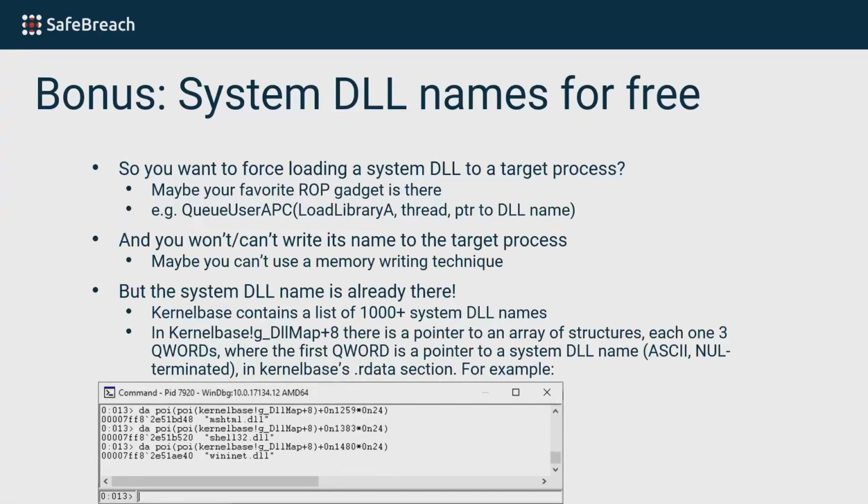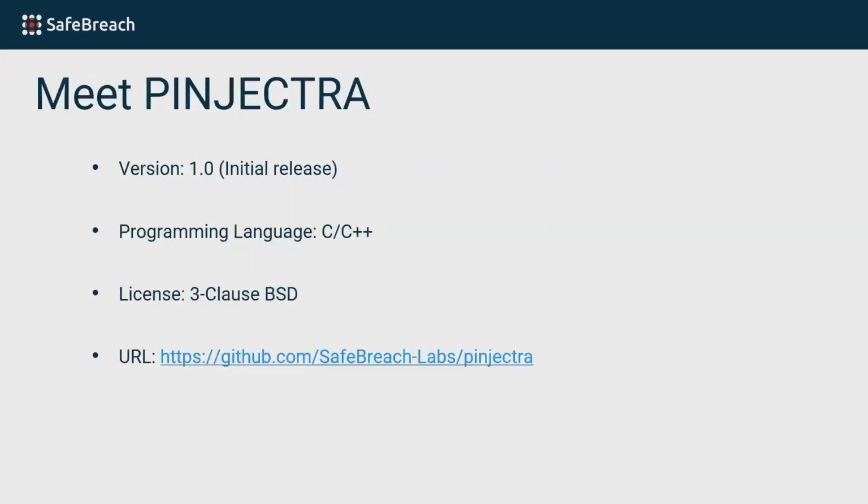If you're interested in loading a system DLL into the target process without writing its name first, fortunately, we have a nice trick for you. You can use kernel base. It contains a list of over 1,000 system DLL names, including MSHTML, Shell32, and WinInet.dll. So if your favorite ROP gadget happens to be there and the DLL is not already loaded, here's a nifty way of loading your system DLL into a target process. And now I'm handing it over to Itzik.